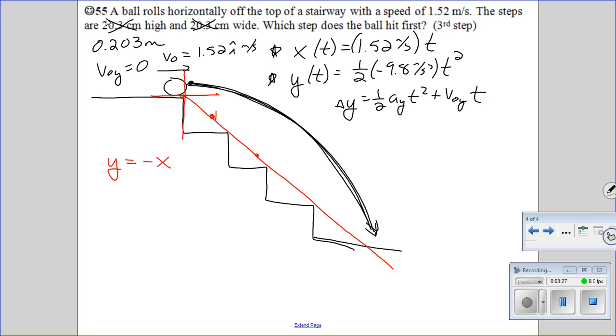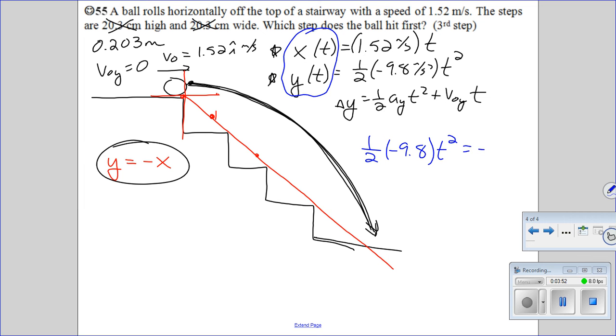So this black curve is described by this parametric system of equations here, right? And we want to know when it crosses this red line. So I'm going to set them equal to each other. At the moment when the black curve crosses the red line, my y is going to be equal to -x. So here we go. y is going to equal -x. So I'm going to say 1/2 of -9.8 t squared is equal to -1.52 t. This is y equals -x.